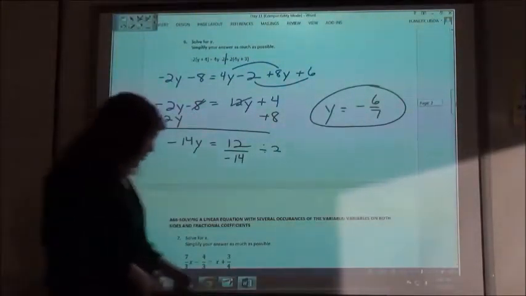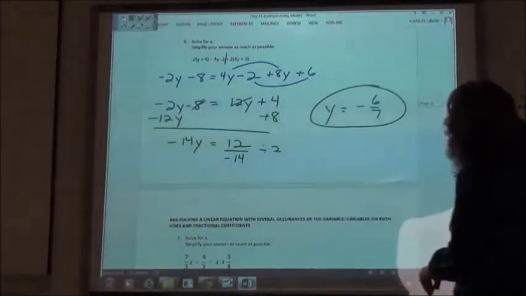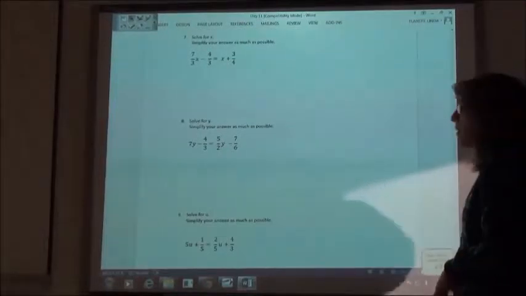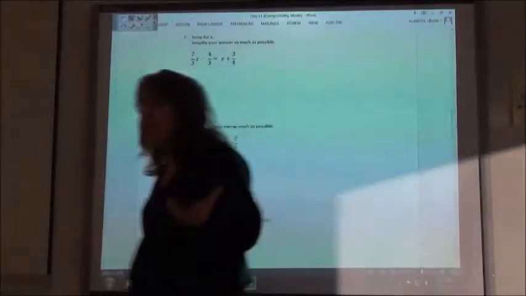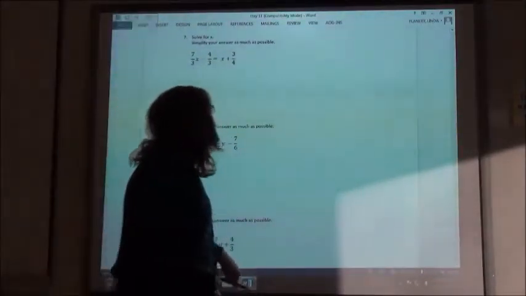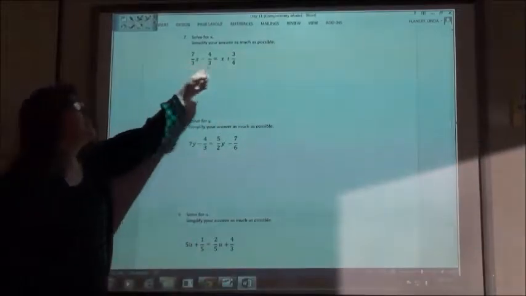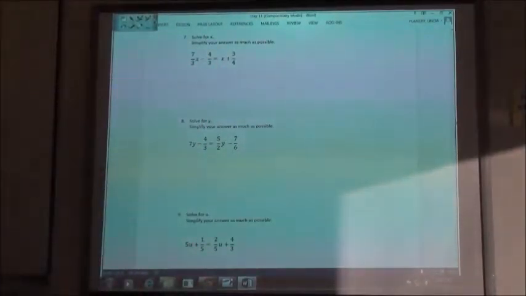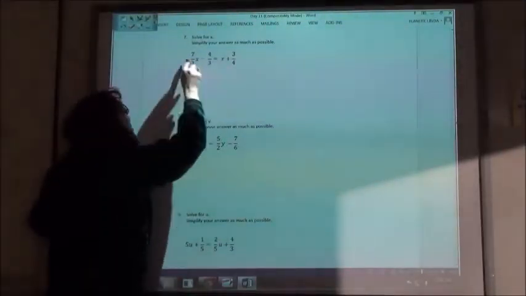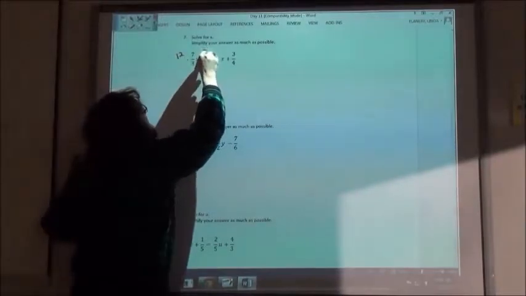Now, the next ones are those ones with fractions. We said that when there were fractions in the problem, we like to get rid of the fractions right away because fractions are hard to deal with. So what we're going to do is multiply by the common denominator. We have 3's and 4's. Our least common multiple is 12. I'm going to multiply every term times 12. So all 4 of my terms are going to be times 12.